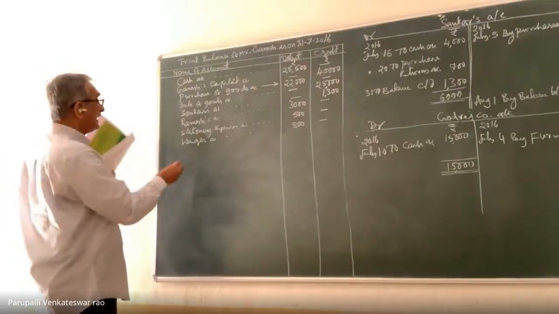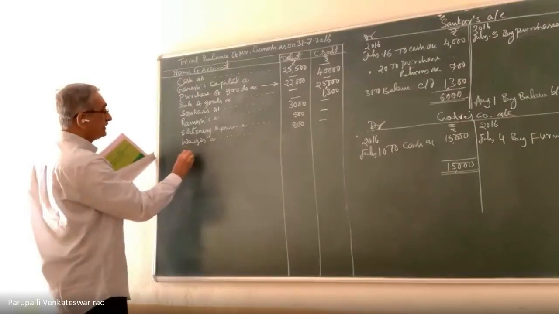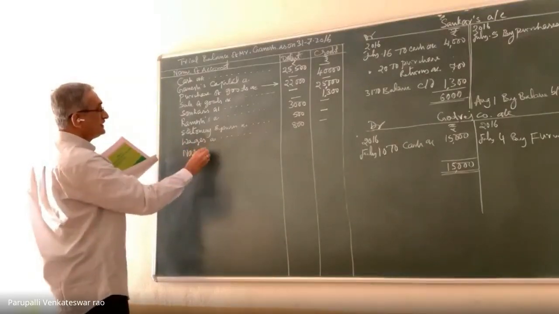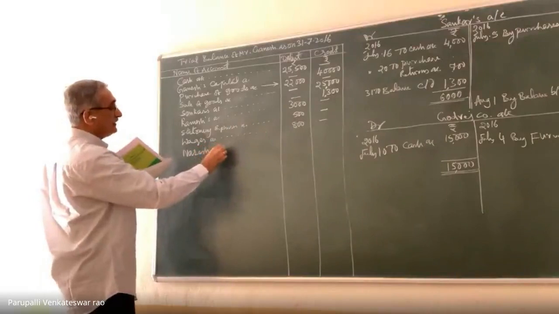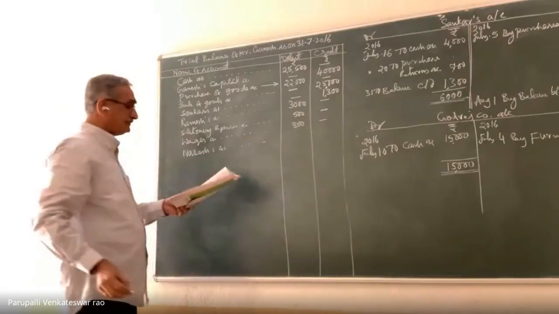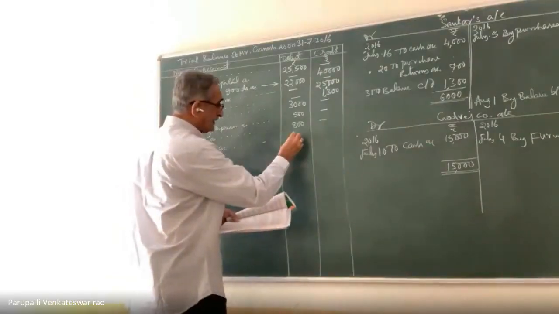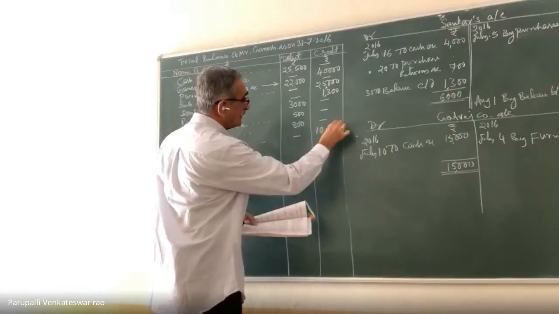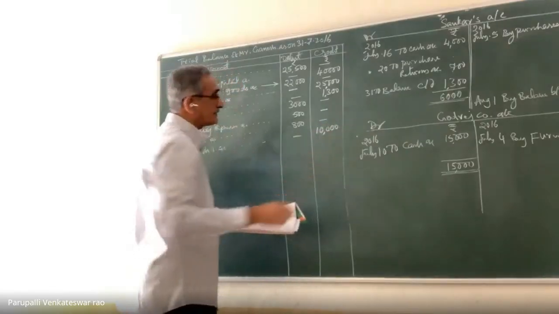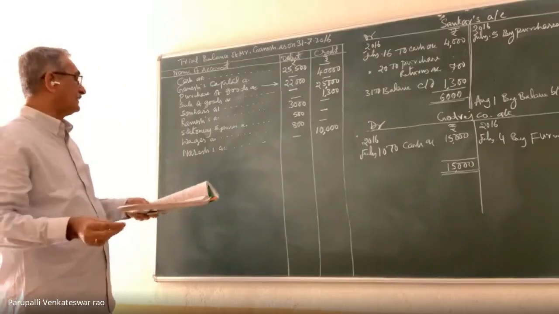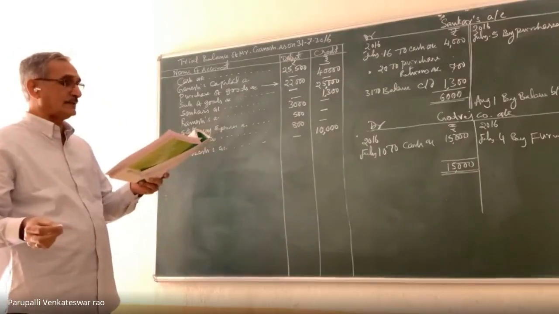Next, Naresh account. Naresh account. We purchased goods from Naresh for 10,000. It is a credit balance. Naresh account showing a credit balance. Yesterday I requested you, please prepare the accounts, and for those who have done it, it will be easy.